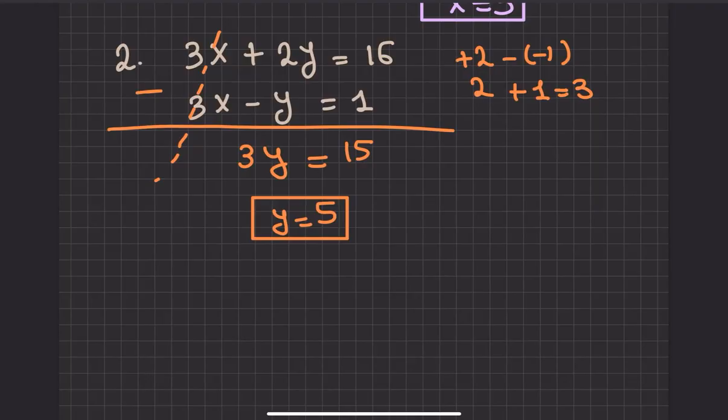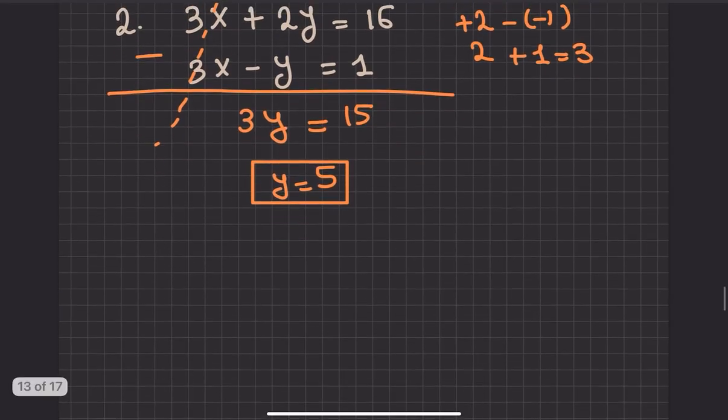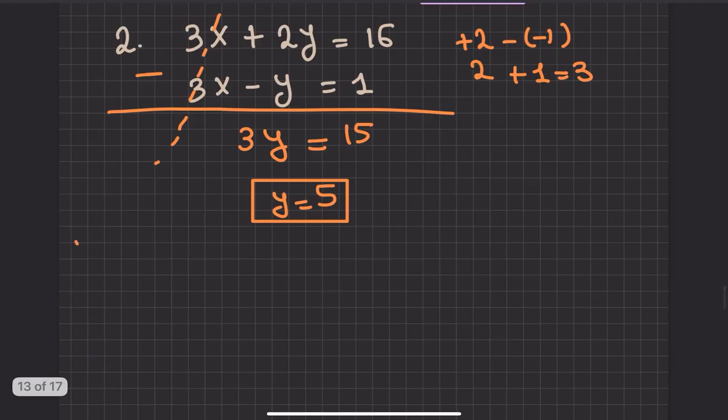So now it's time to find x. I'm going to plug it into either the first equation or the second equation in order to find x. I'm going to use the first equation because I have plus 2y, and I like to deal with positive numbers. You can choose either of them. I'm going to choose the first one. So what I'm going to write down is: plug in first equation.